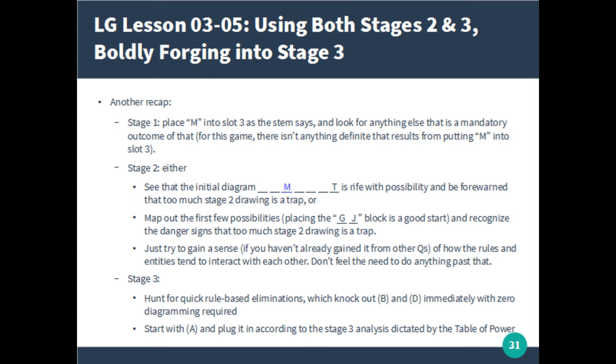Those are wrong because of how we were supposed to treat J. So we eliminate those immediately from the running, so we're left with A, C, and E. And then of those 3 remaining, we just start with A and plug it in according to stage 3 analysis, dictated by the table of power, and we just go from there. If A didn't work out, we lucked out that it did, but let's say A didn't have the right information, just move to C. Do that. If that doesn't work out, move to E, and then that's it.